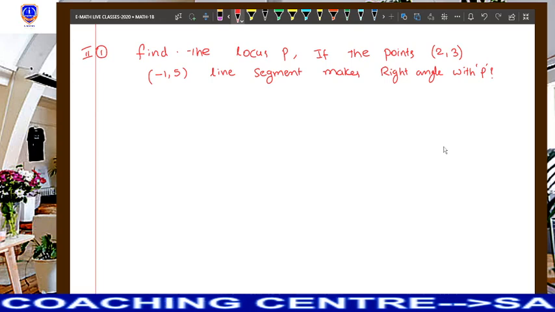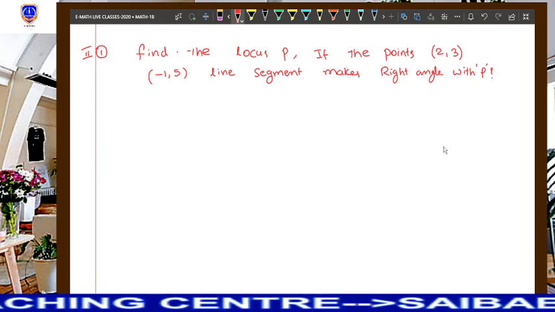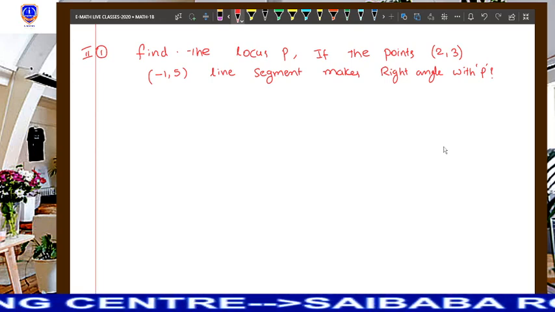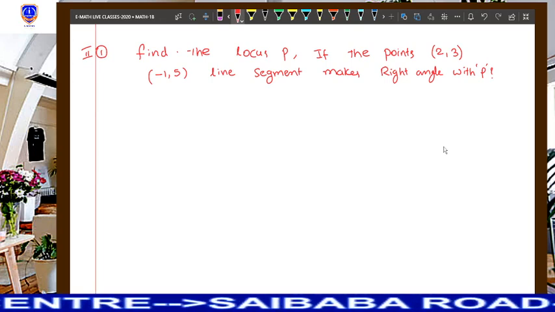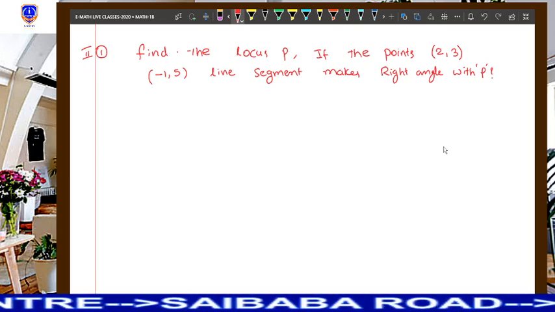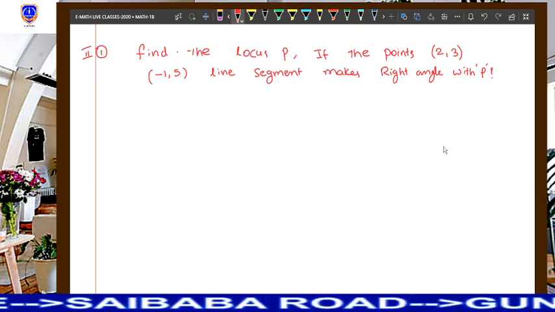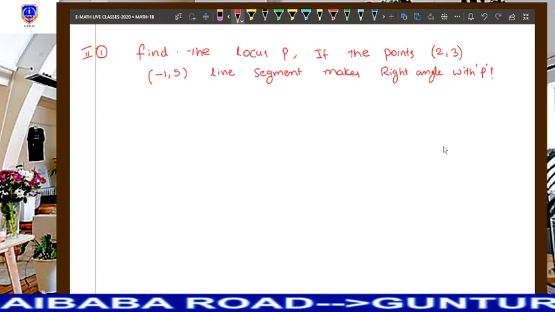This is from the academic textbook, Roman 2, the first question. Find the locus of P if the line segment joining the points (2, 3) and (-1, 5) makes a right angle at P. So this is the question.